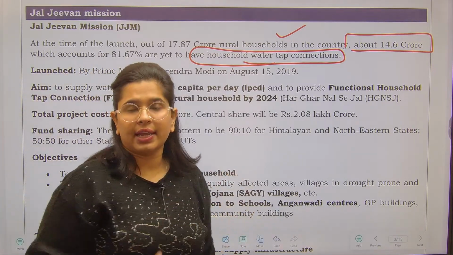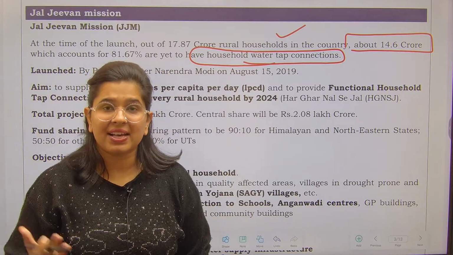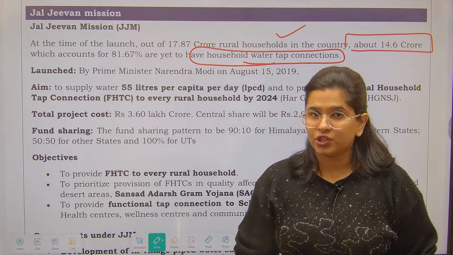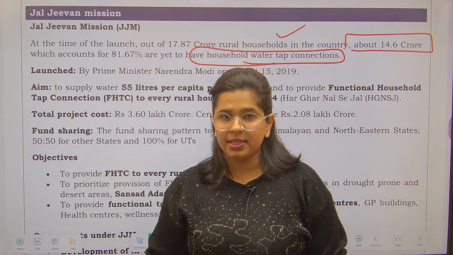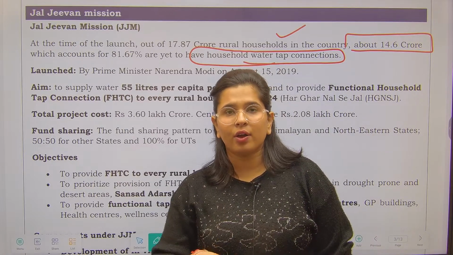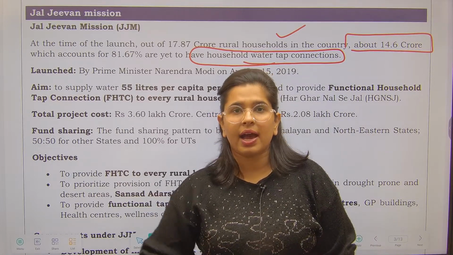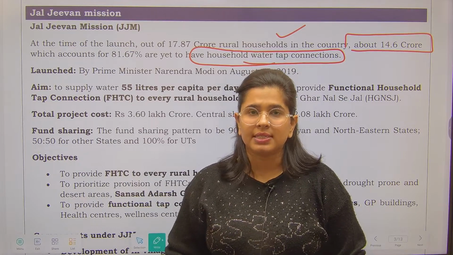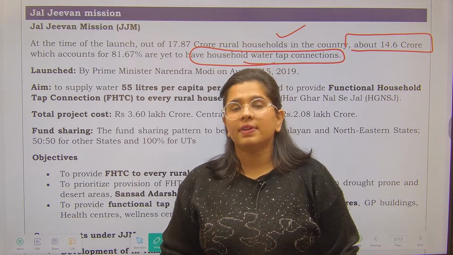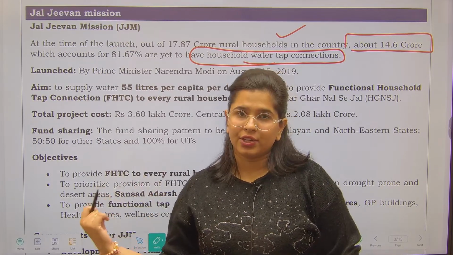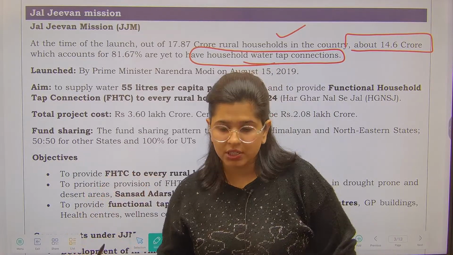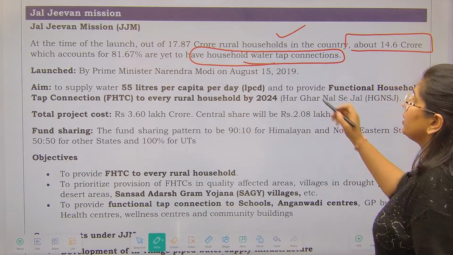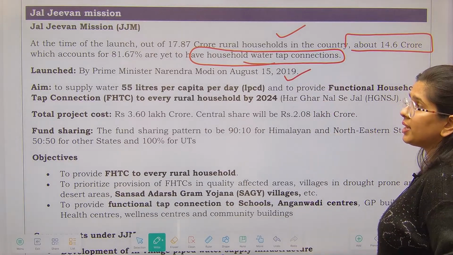पहले tap water connections नहीं थे और इतनी facilities नहीं थी, but now in every village, wherever you can see. I also know two villages, one on my maternal side and one on my paternal side. In both of those villages, the tap water connection is there now, all thanks to the Jal Jeevan Mission. It was launched by Prime Minister Narendra Modi in the year 2019.